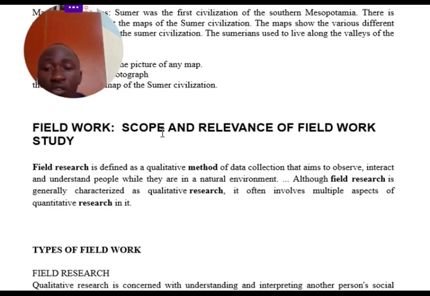We are looking at how information is gathered or obtained, and the interpretation of the gathered information, and how people react or are influenced by the environment, or how they react towards the environment. That's what we term as fieldwork.